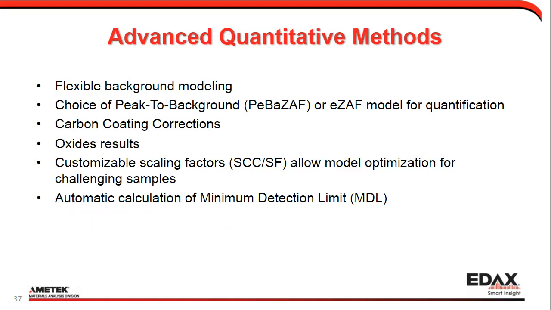We've added a bunch of advanced quantitative methods to Apex 2.0. They include flexible background modeling. You have the choice between two quantitative models. We have carbon coating corrections. We added oxide results. We added customizable scaling factors, SCC and SS, and it has automatic calculation of the minimum detection limit.